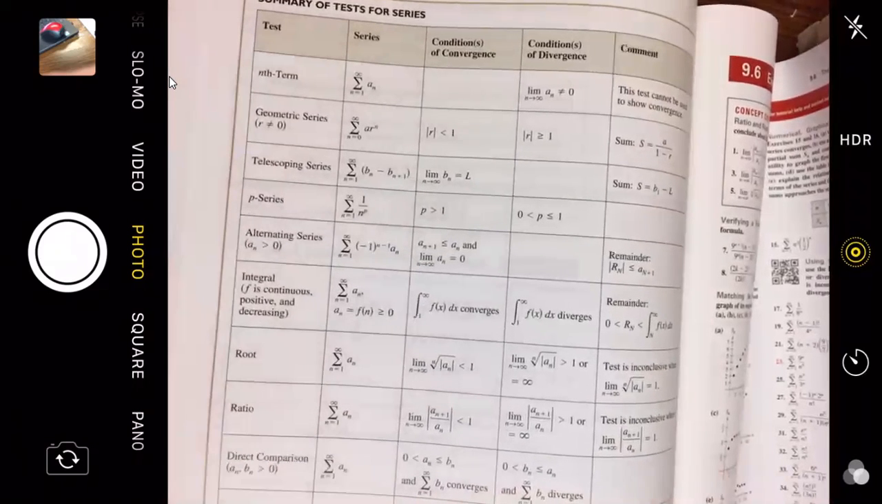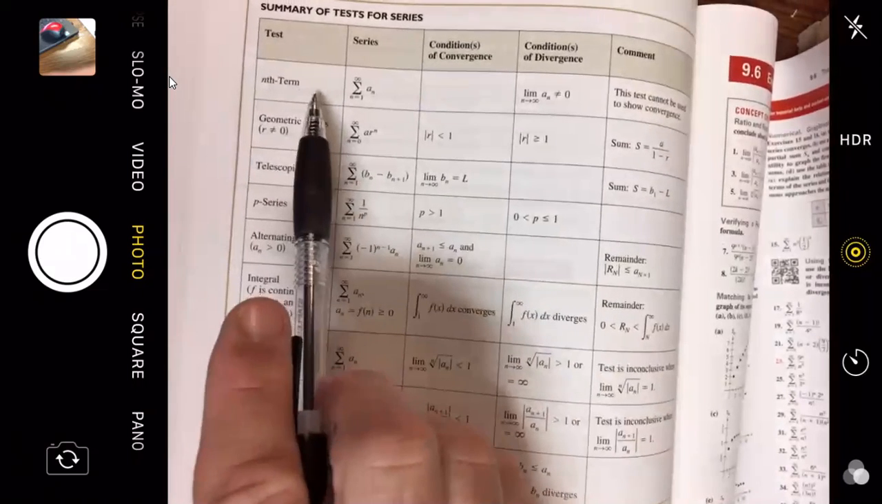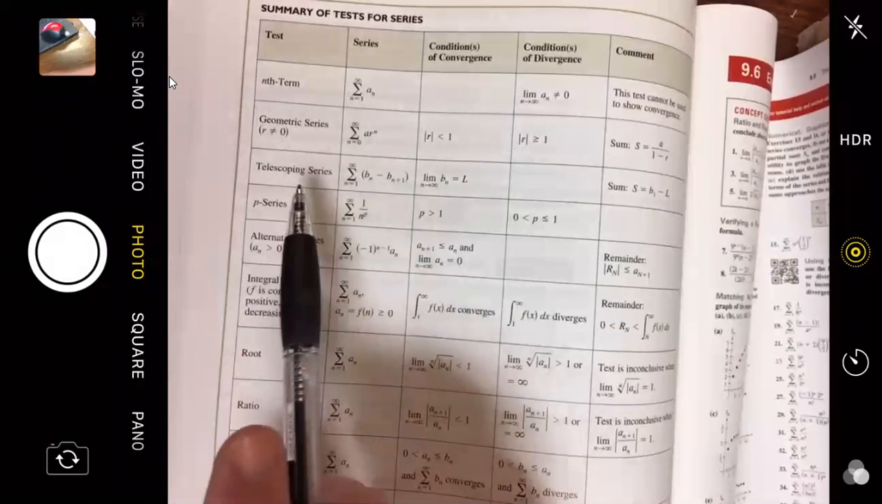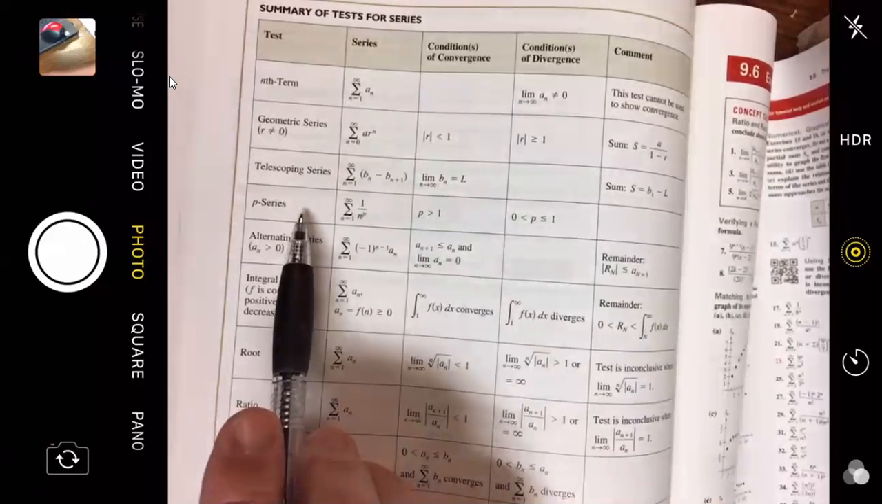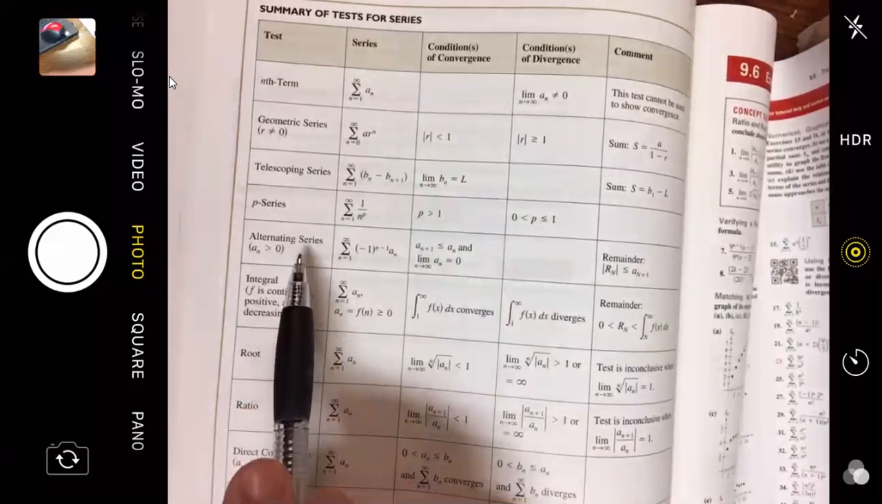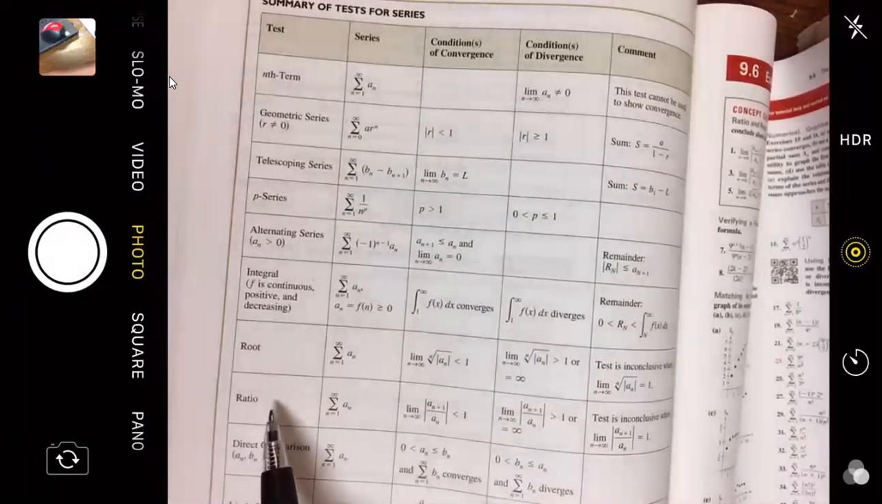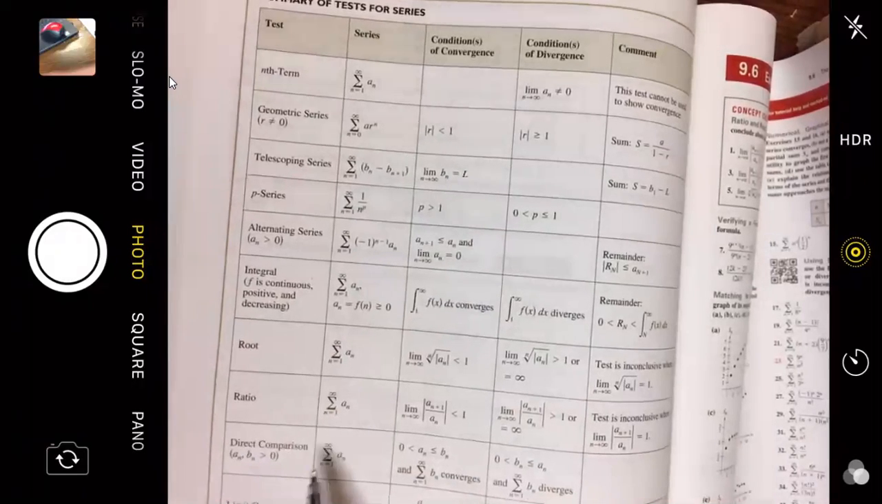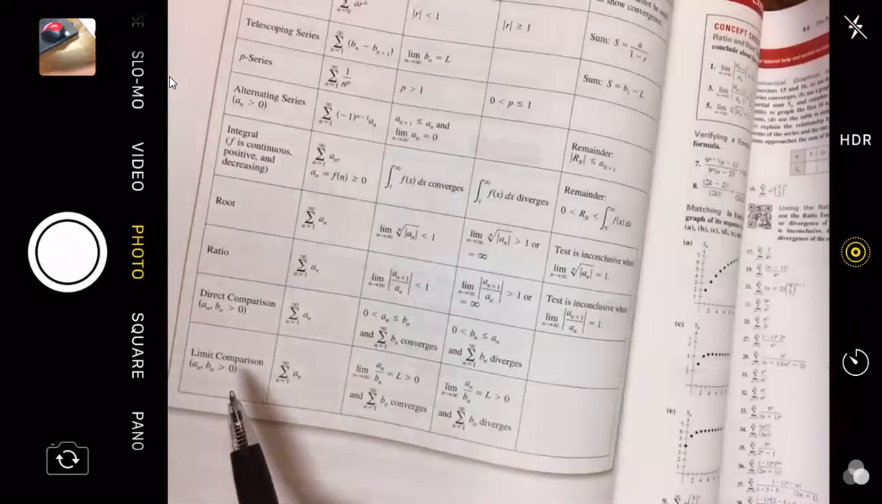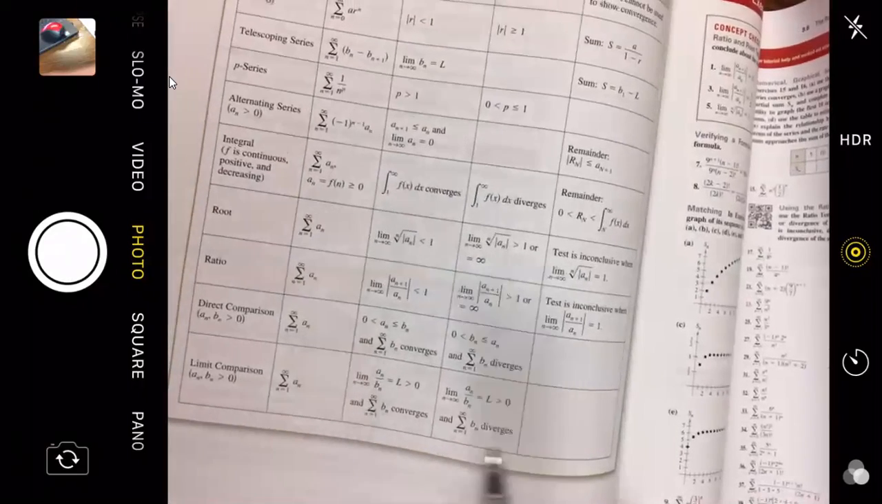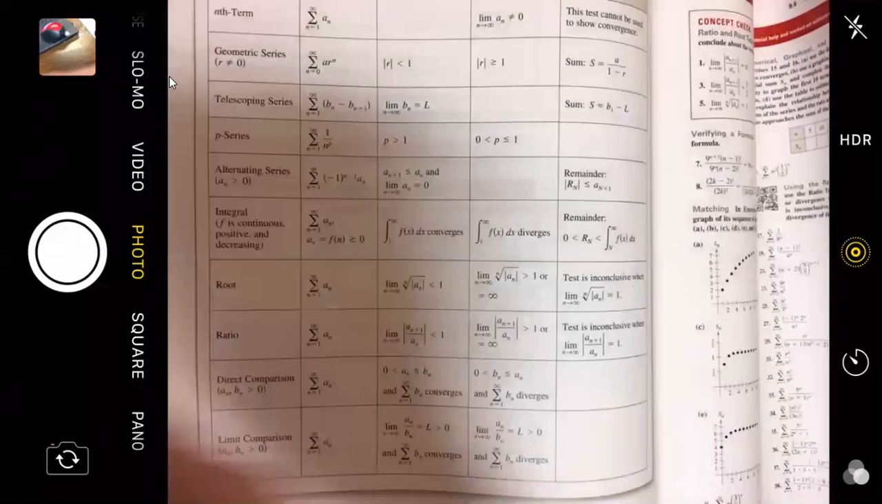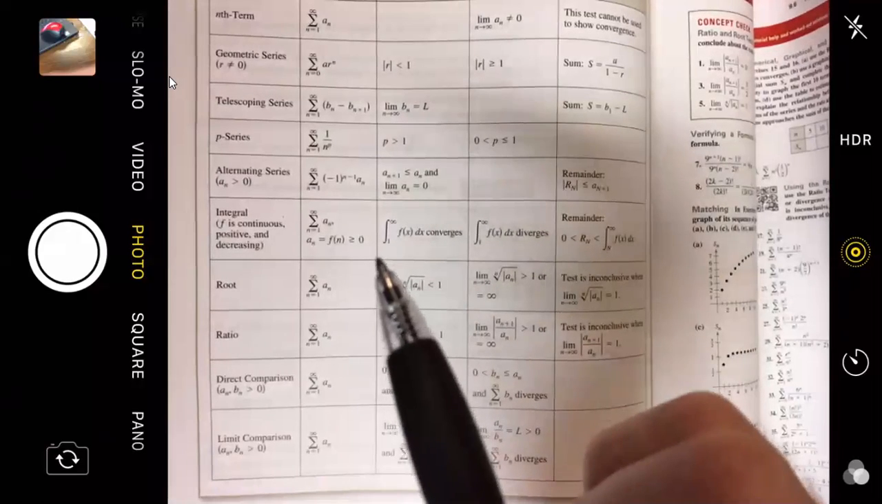I'll just point out the ones we've done. We've done nth term, if you can remember, back in 9.2, geometric was in 9.2. I had telescoping on the thing, but nobody ever asked me about telescoping. We probably won't show you telescoping. We did a P series, that was 9.4. Alternating series was 9.5. Integral was 9.3. Root and ratio we've just done, 9.6. We skipped direct comparison and we did do limit comparison, 9.4.